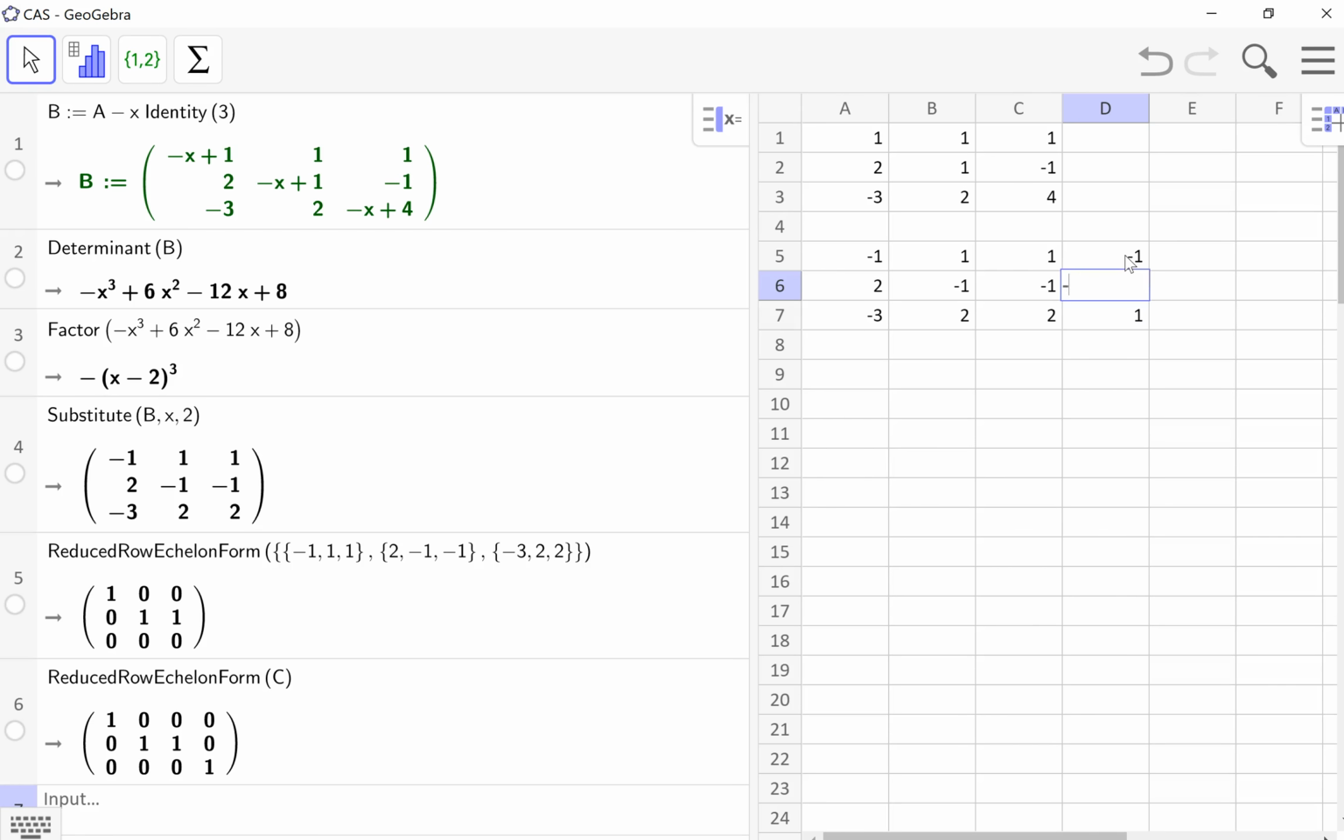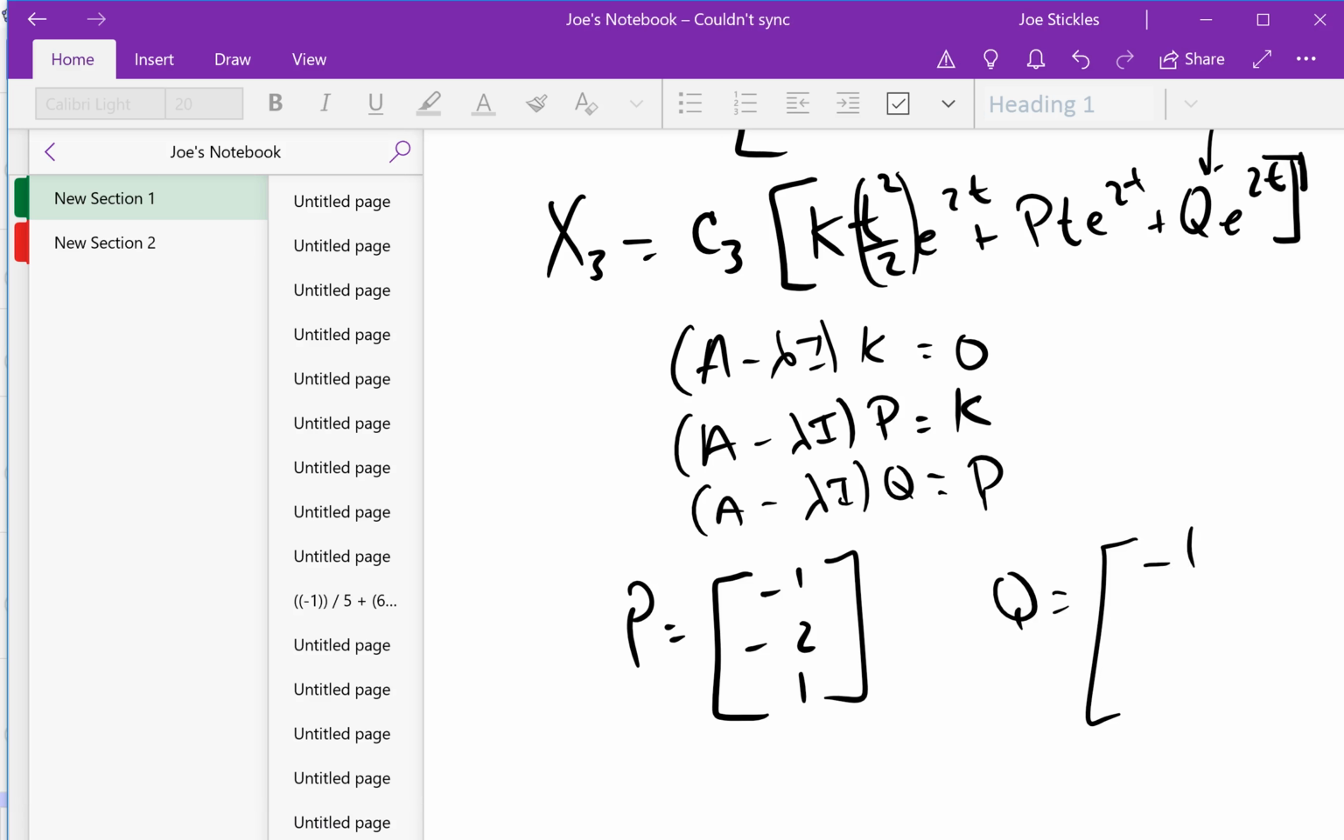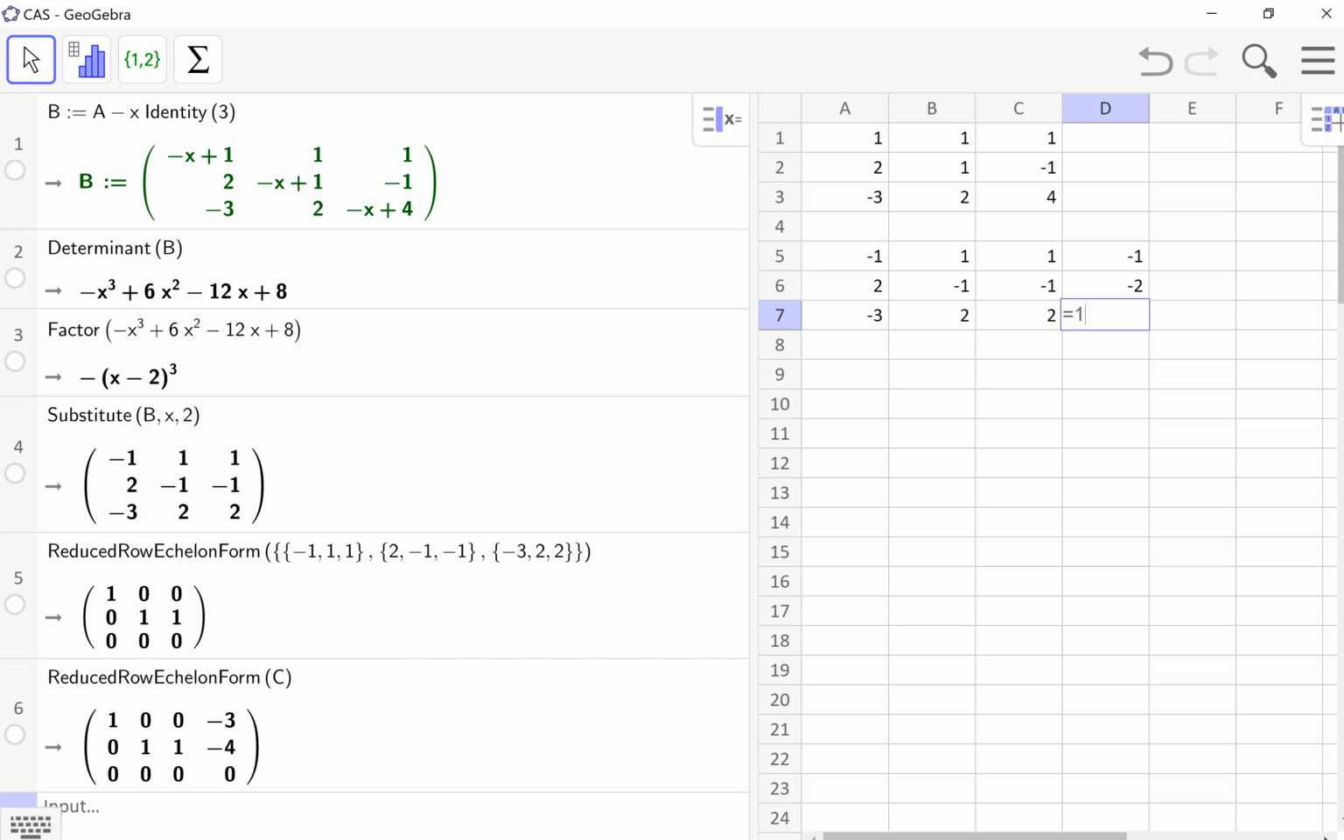Let me go back up here and fix the negative 2. So now we've got this solution. The first component has to be negative 3, and the second component is, well, negative 4, or excuse me, minus the third component. So if I make the third component 1, we get negative 5. So our Q will be negative 3, negative 5, 1. Let me go back and check and make sure I wrote the right thing.